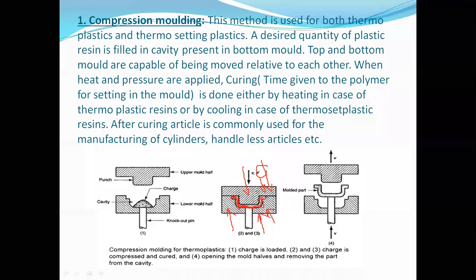Okay. Next, I would like to apply the temperature. When we are applying the temperature, the solid plastic is converted into the molten state at high temperature. Then we are decreasing the temperature. When the higher temperature comes back to the normal temperature, when the temperature decreases, the molten state comes back to the solid state.